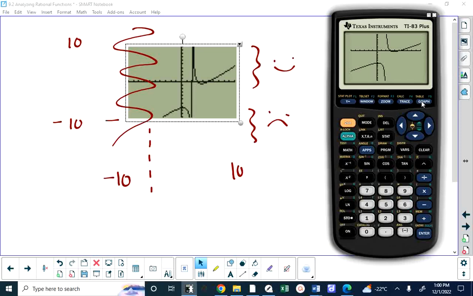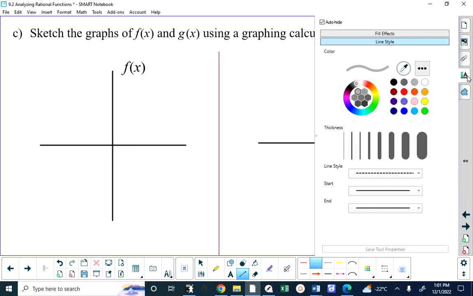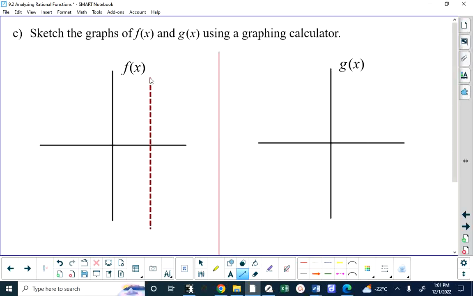Don't think your calculator, if it draws that jagged line, is trying to tell you there's an asymptote there. Your calculator is just drawing it because it doesn't know what to do. So this is what it looks like. If we want to sketch this, we know that there will be a vertical asymptote at x equals 2. And then we also have a curve that looks something like this.